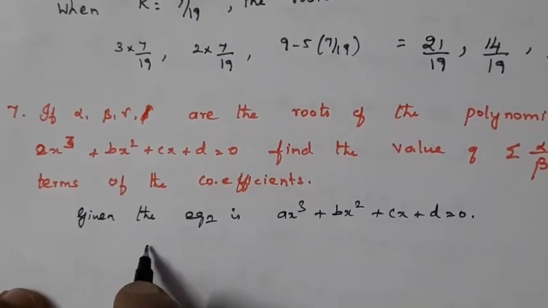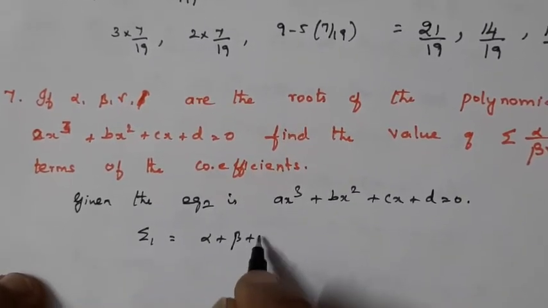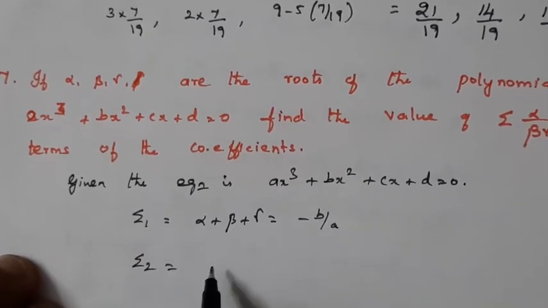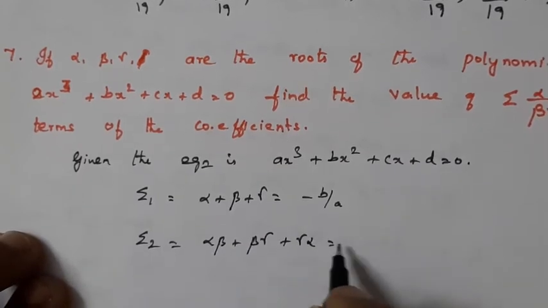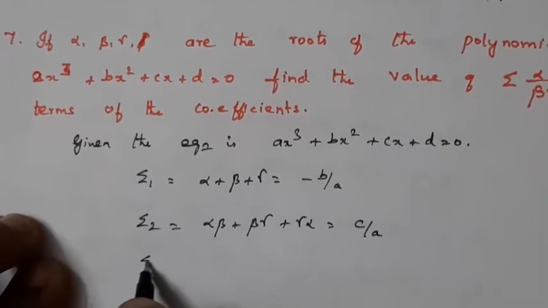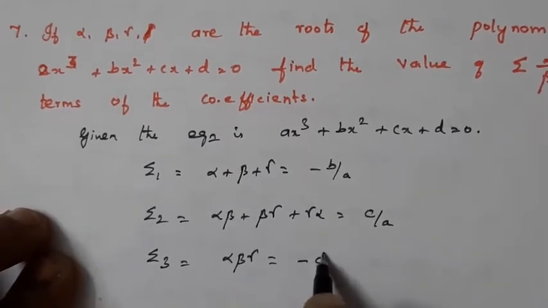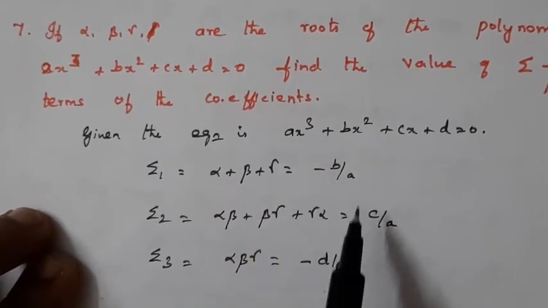So, immediately after the equation, what will we do? We will find out sigma 1. Sigma 1 is alpha plus beta plus gamma, that is equal to minus b by a, and sigma 2 is nothing but alpha beta plus beta gamma plus gamma alpha, that is equal to c by a, and sigma 3 is nothing but alpha beta gamma, which is equal to minus d by a, as it is not a monic polynomial. We are dividing by the coefficient of x cube.